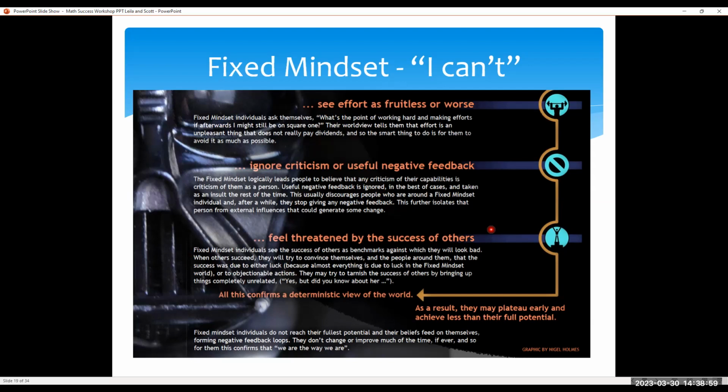I'm just going to hit the big bullet points. They tend to see the effort that you put in, if you didn't succeed, as fruitless. Like that was a total waste of my time, even if they picked something up, because they didn't fully succeed. They tend to also ignore criticism or useful negative feedback. When a teacher gives you feedback on an exam or something like that, it can come across as negative because it's like, oh, they're telling me I didn't know that. The point of it is, I'm telling you so we can make a change to improve.